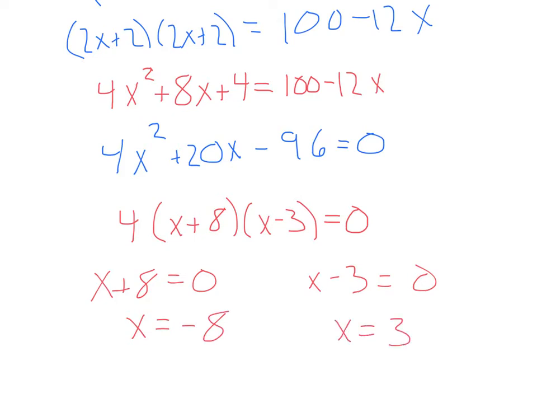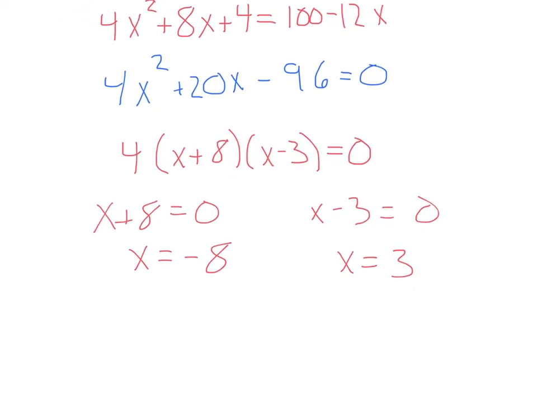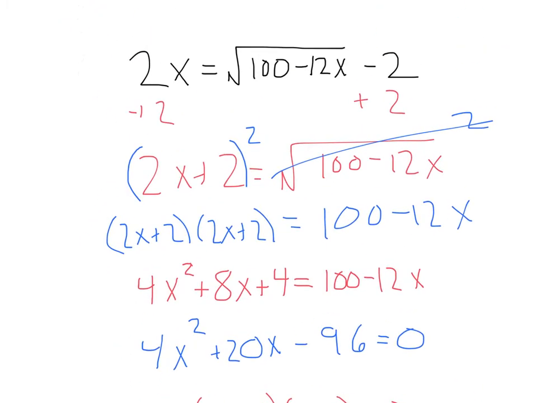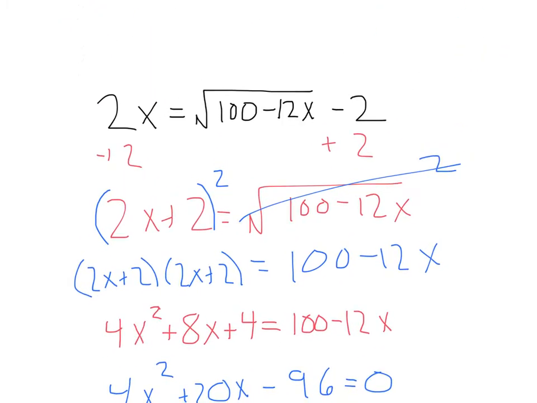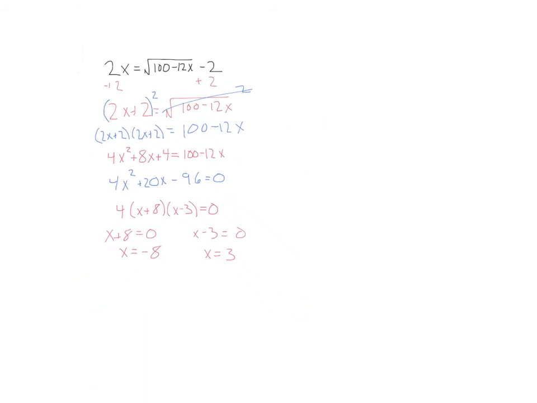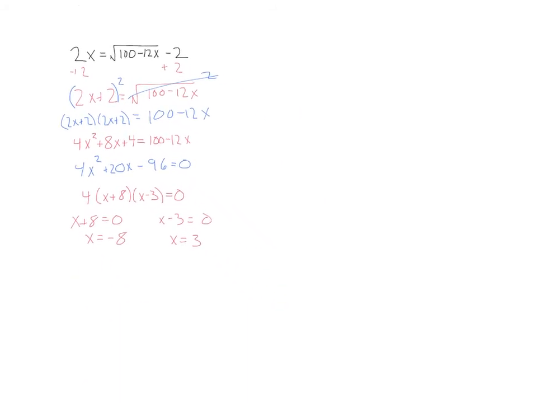Alright, we're not quite done yet. Remember, we want to take x equals negative 8 and x equals 3 and plug them right back into the original over here. So I'm going to go ahead and shrink that. I'm going to first plug in x equals negative 8 all the way back in.